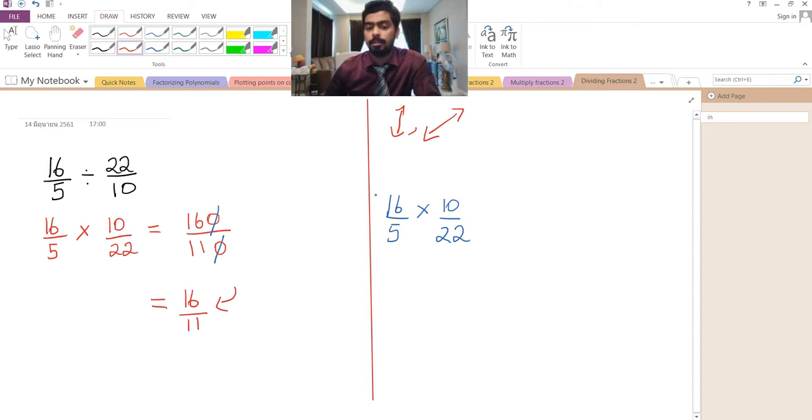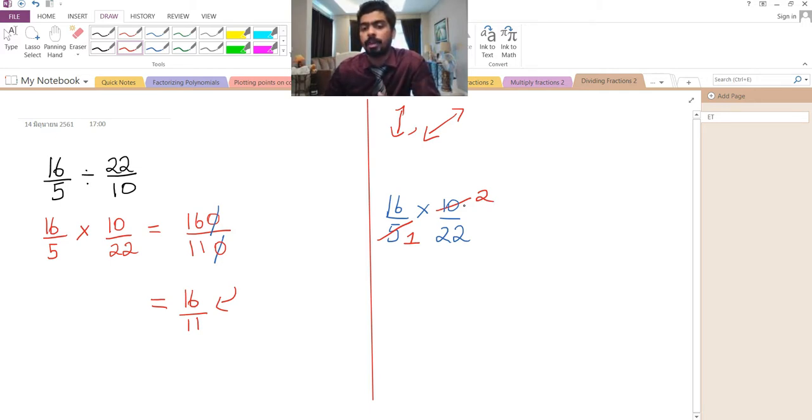Okay, so now we can simplify 5 and 10. So 5 will change to 1 and 10 will change to 2. Okay guys, so 5 times 1 is 5 and 5 times 2 is 10. Now we know that 16 and 22 can be simplified. Both are even numbers, so both can be divided by 2. So we can either simplify 22 with 16, or we can also simplify 22 with 2. Whichever way you do it, the final answer will be the same.